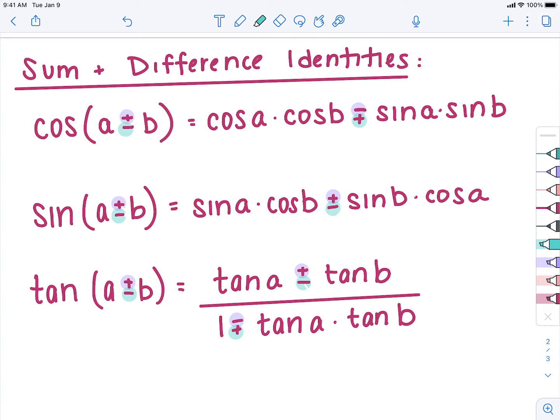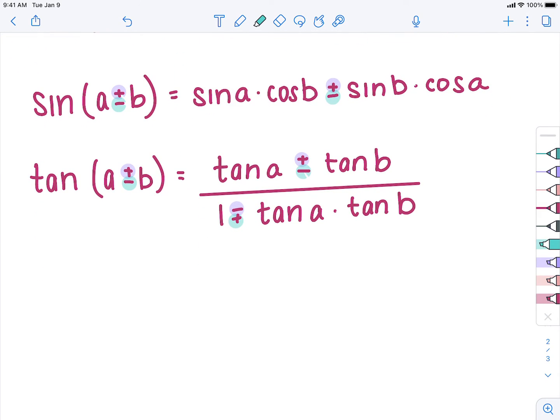All right, so what do we need these for? Well, if we wanted to find, for example, let's evaluate cosine of 75 degrees. Now, 75 degrees is not on our unit circle. It's not something that we see on the unit circle.